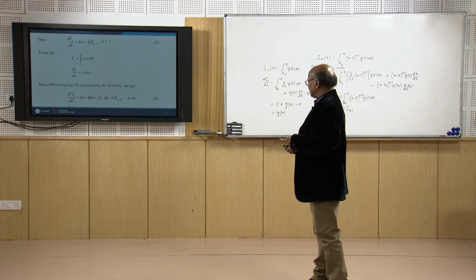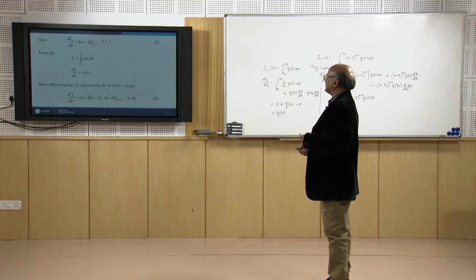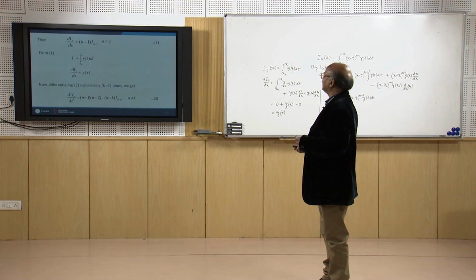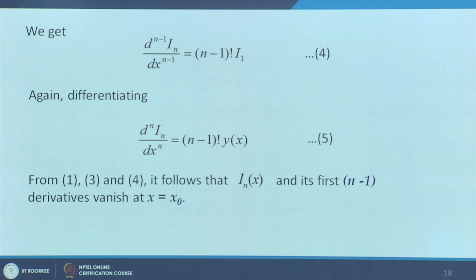So, d^k I_n over dx^k will be 0 when n is greater than k at x equal to x naught. This is 3, and then in 4 here also I_1 is 0 at x equal to x naught. So, d^(n minus 1) I_n over dx^(n minus 1) will be 0. So, from 1, 3 and 4 it follows that I_n(x) and its first n minus 1 derivatives vanish at x equal to x naught.